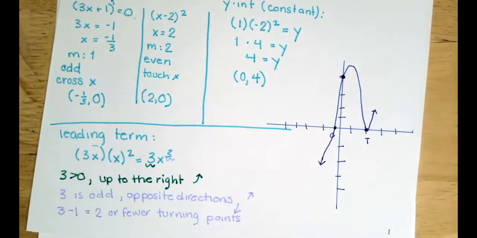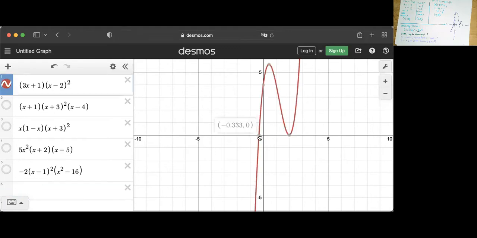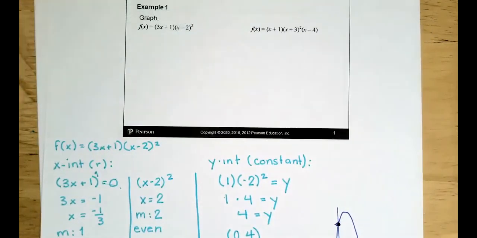All right. Now let's see if Desmos agrees with us. Does that look like mine? Yes, close enough. Theirs is much more beautiful, but it crosses at -0.3 and it touches at +2. It crosses the y at 4. It has a height of 5.6, which we could not really have known, but we got the rest of it. All right, so that's part A of example 1.